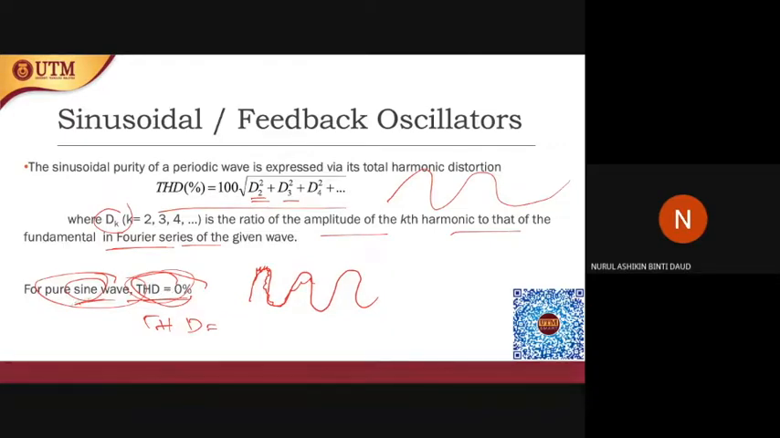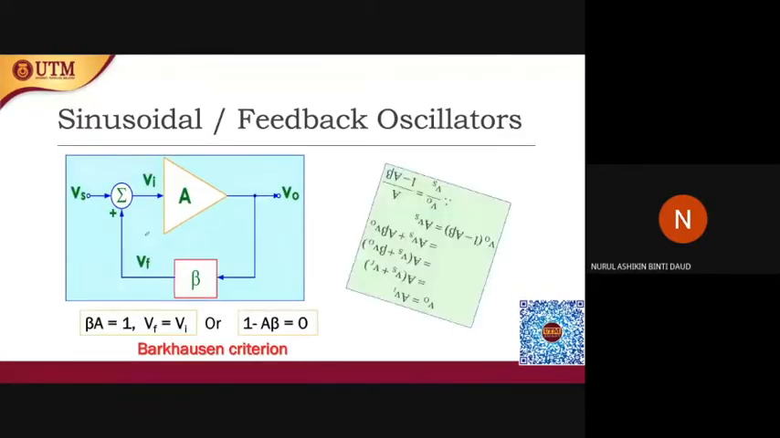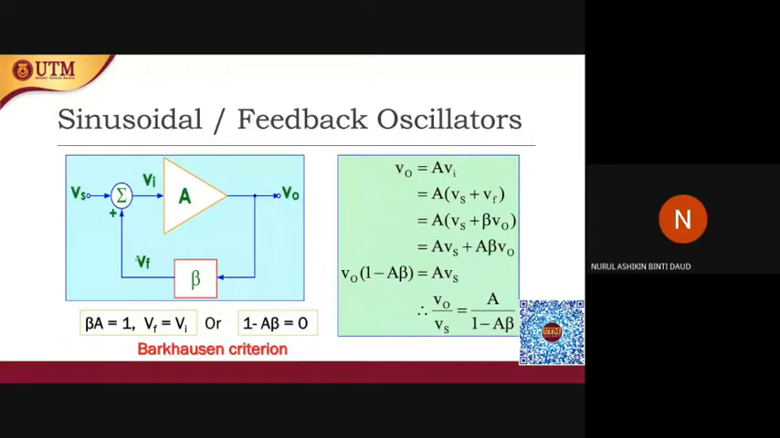0% means that the output voltage is a very nice sine wave. So this is how the feedback oscillator works. So this is the gain. Okay, this is the amplifier.